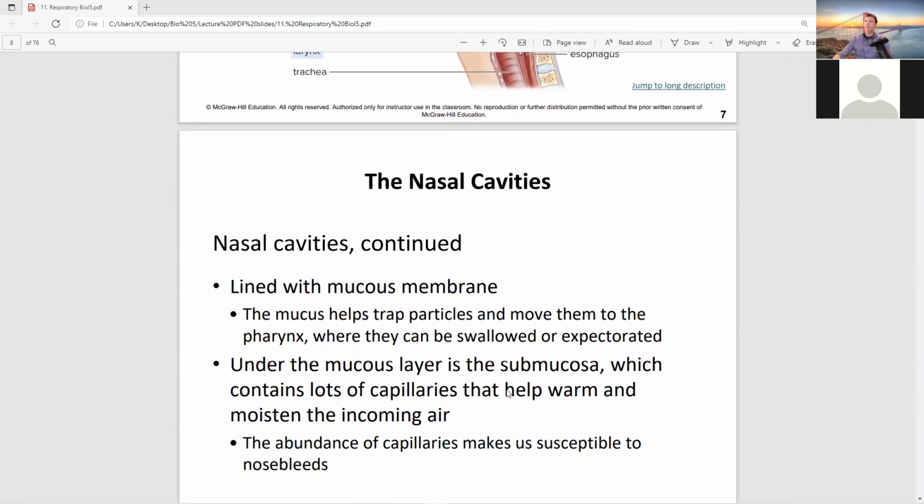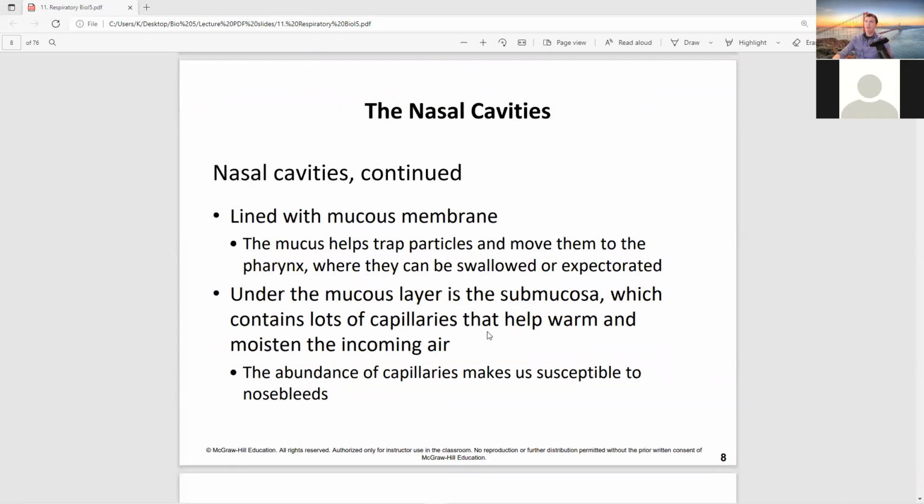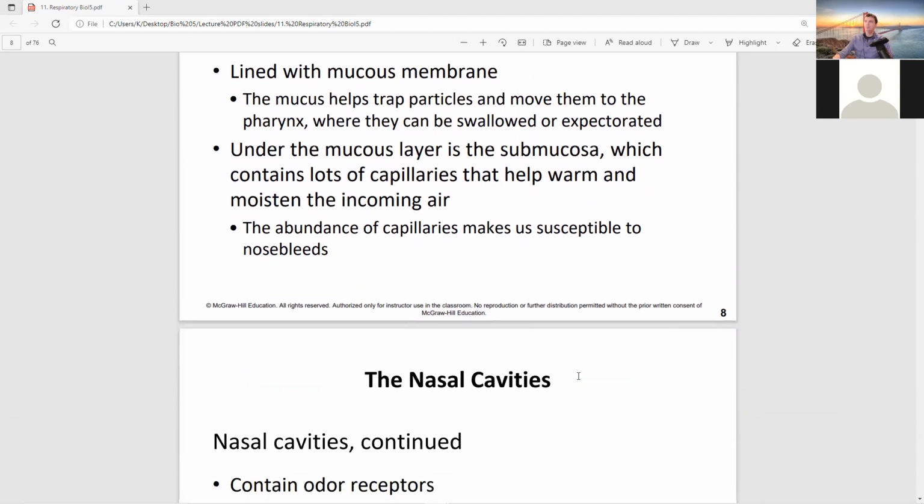So nasal cavities are lined with the mucous membrane. The mucus helps trap particles and move them to the pharynx, which then can be swallowed or expectorated, which just means spit. Under the mucus layer is the submucosa, which contains lots of capillaries that help warm and moisten the incoming air. The abundance of capillaries makes us susceptible to nosebleeds.